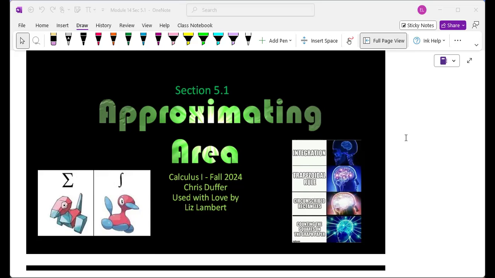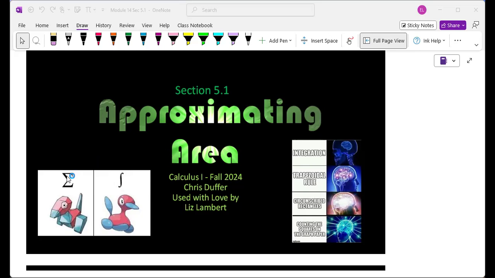So now we're going to look at one of the more annoying topics. This is where we actually start looking at the purpose of the integral, like what it does. So the derivative found the slope of the tangent line. The integral is going to help us do area.